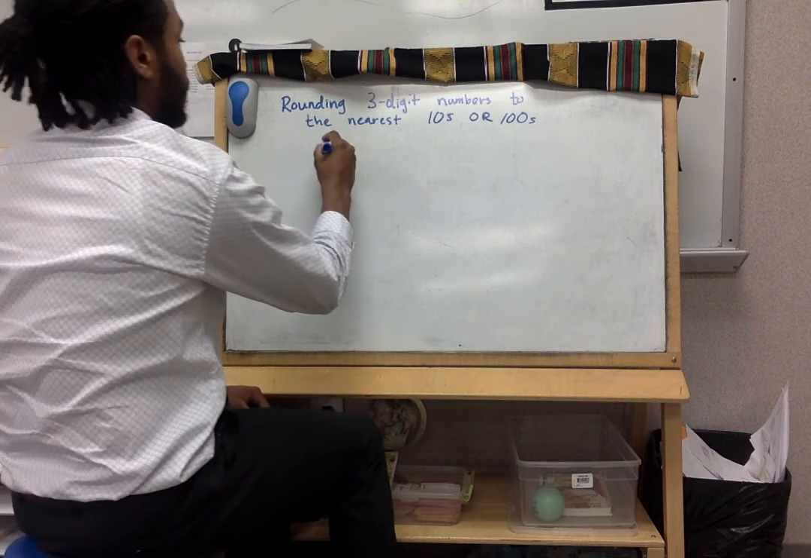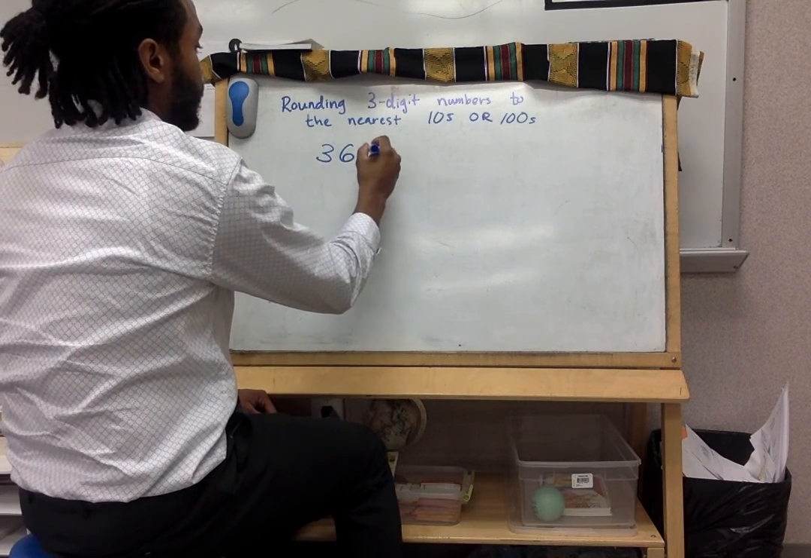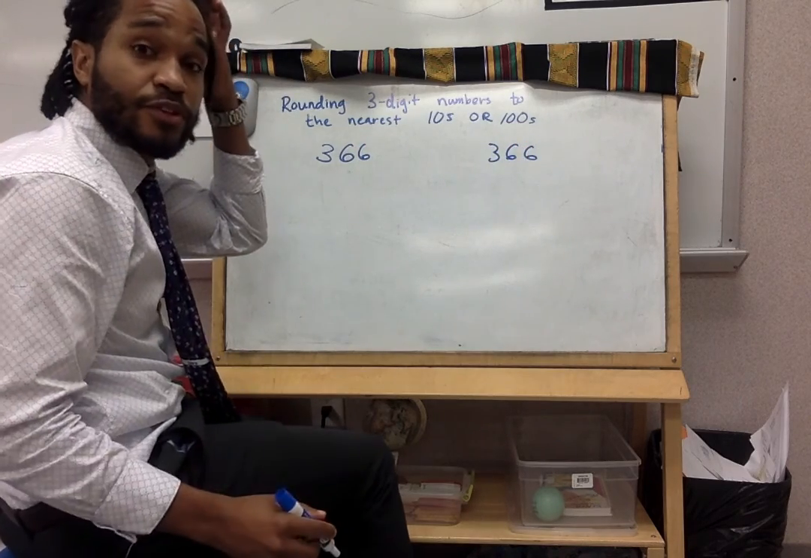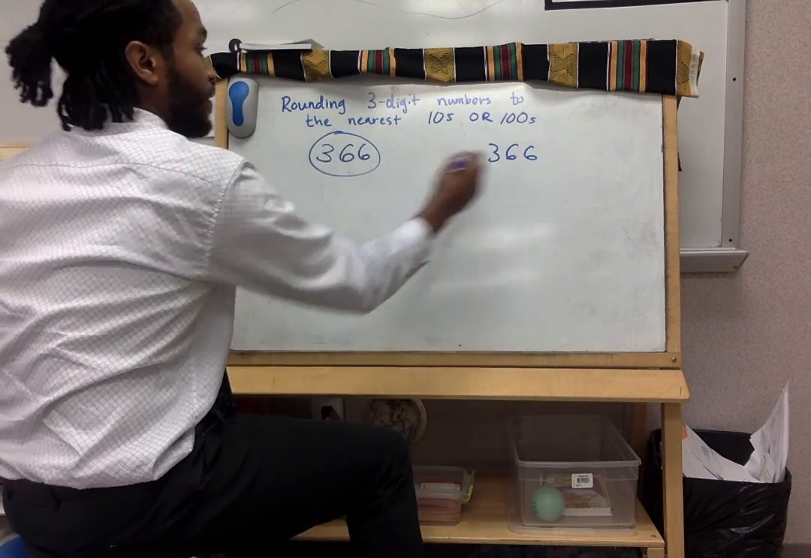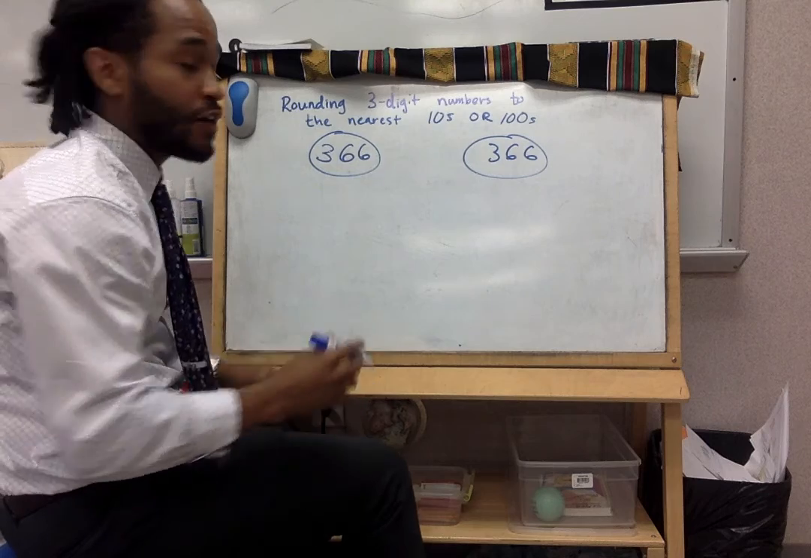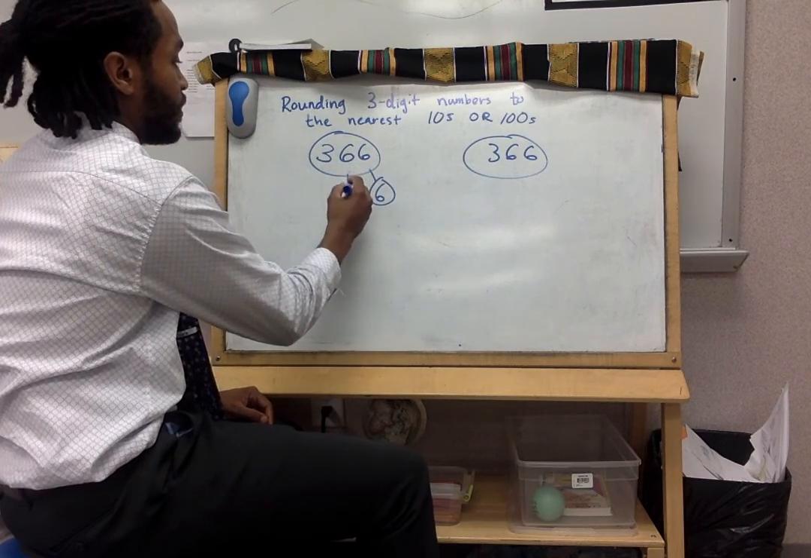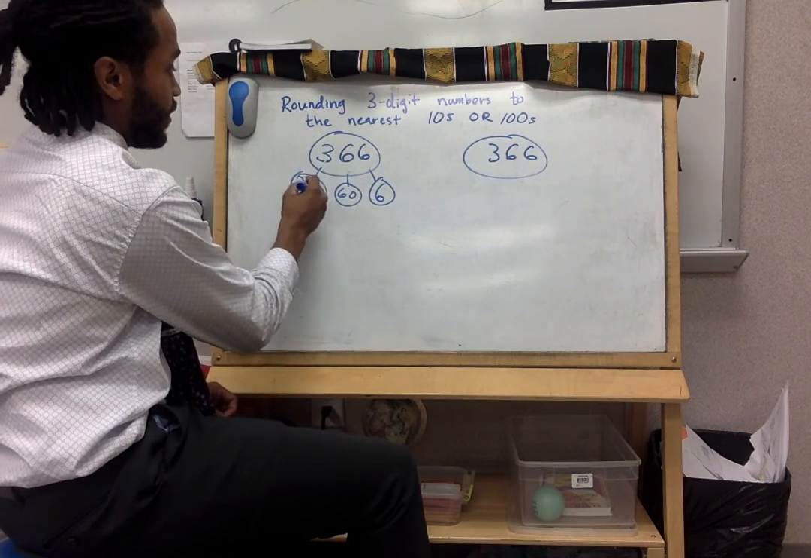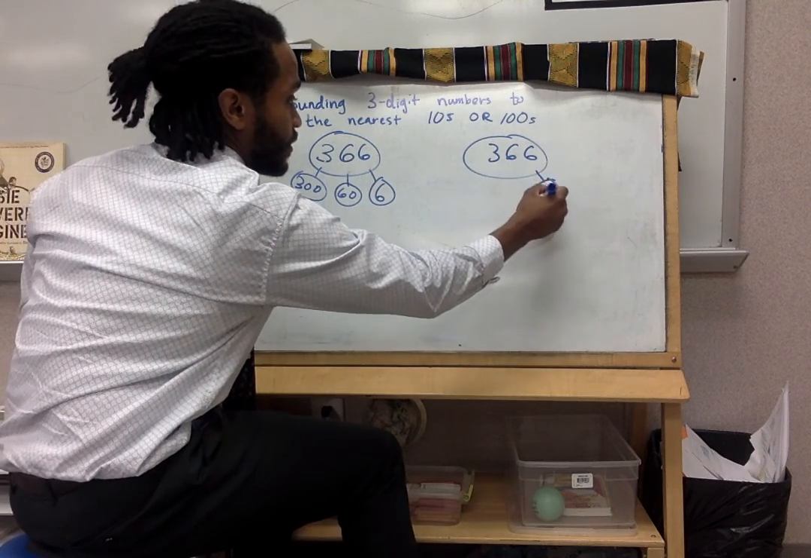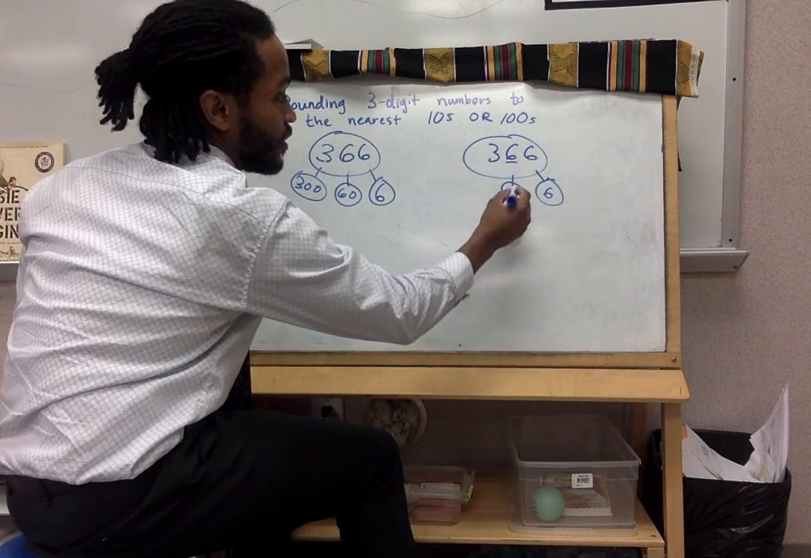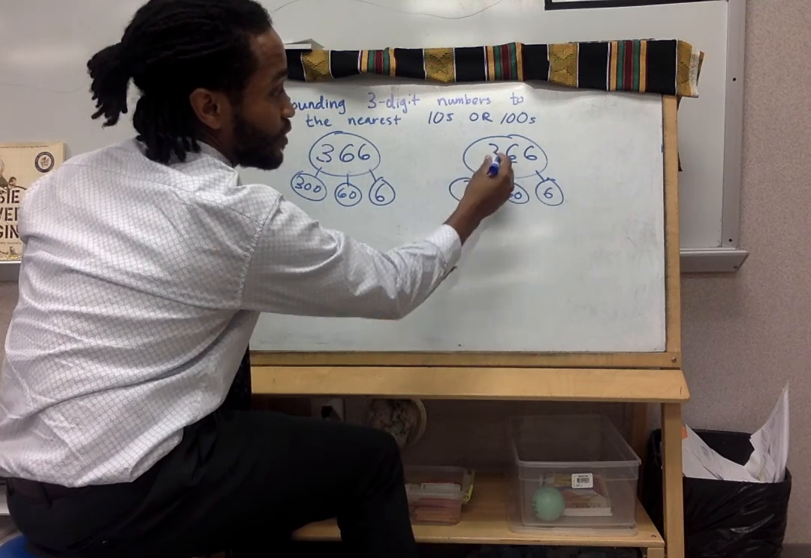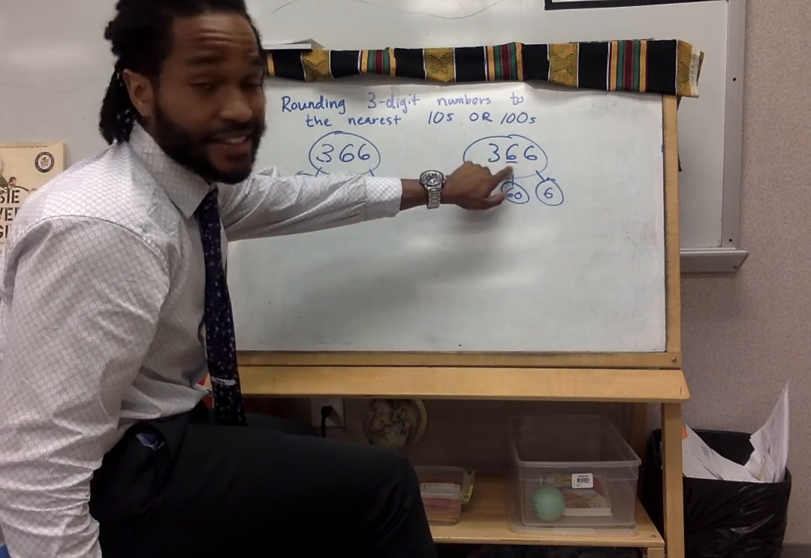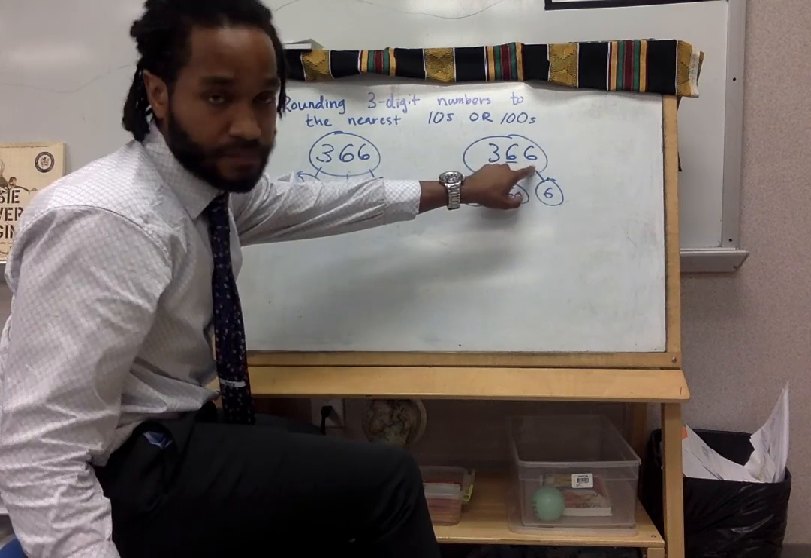Let's look at the number 366. First thing we want to do is get a number bond and decompose them by their place value. This has 6 ones, this has 6 tens, which is a value of 60, and this has 3 hundreds, so the value is actually 300. It's just not a 3, this is 300. This is just not a 6, it is 60. This is 6 ones, alright?